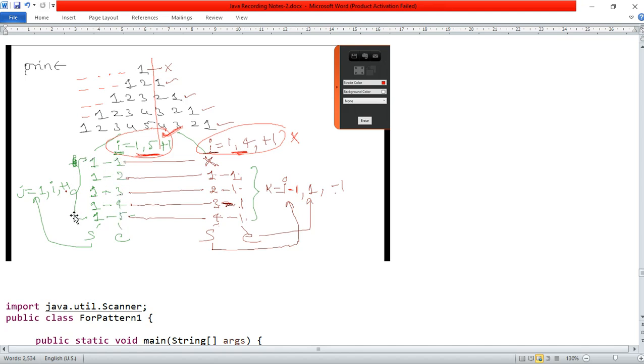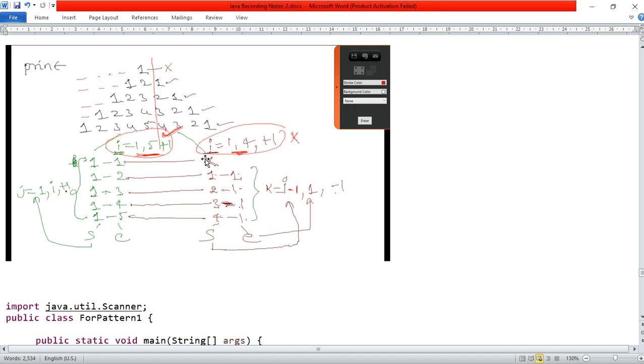Therefore, I take a j loop here. J is equal to what? The starting value is 1, therefore I take 1. The ending value is what? I. Therefore I take I, and it is incrementing by 1, so plus 1. So I got the i loop and j loop for this particular pattern.